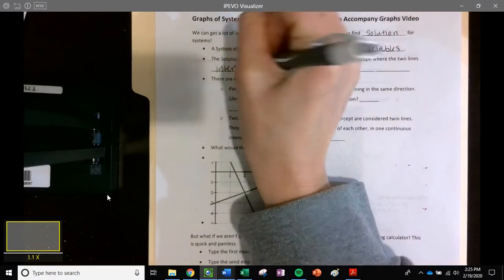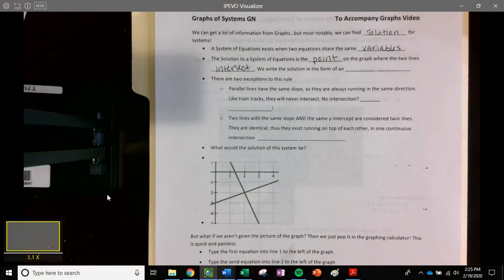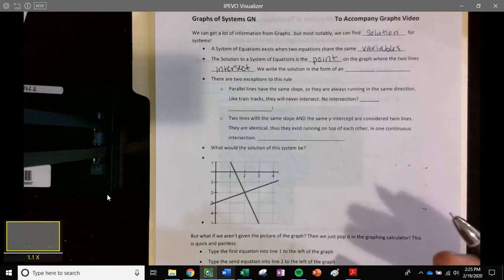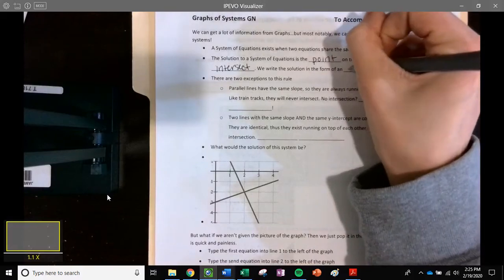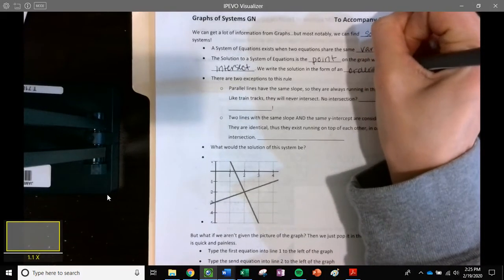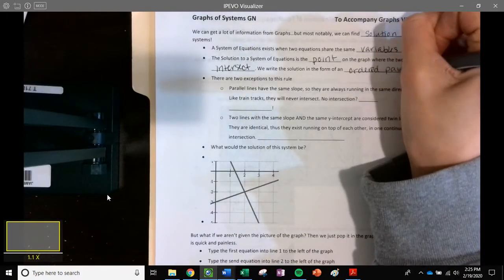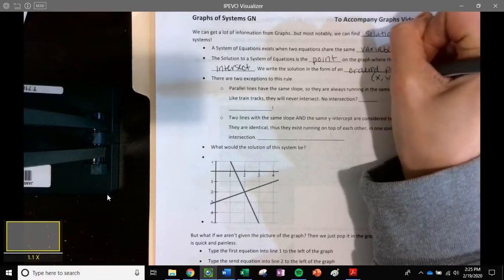When we talked about quadratic equations, the solution to the quadratic was where the parabola crossed the x-axis. Well, the solution to a system has nothing to do with the axes, but instead has everything to do with where those two lines cross each other. And since it's a point on the graph, we'll write that solution in the form of an ordered pair. Okay, x and y.